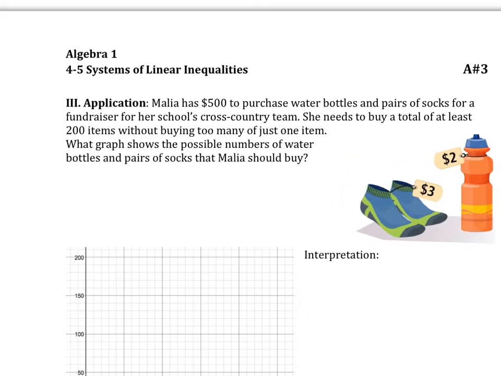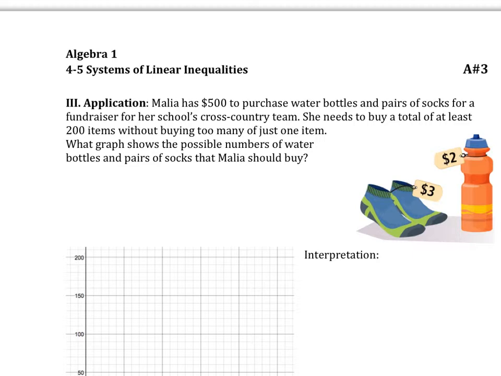On this last page, we're going to spend some time with an application, and we just take it step by step, just like we did with the system of equations. So Malia has $500 to purchase water bottles and pairs of socks for a fundraiser for her school's cross-country team. She needs to buy a total of at least 200 items without buying too much of just one item. So what graph shows the possible number of water bottles and pairs of socks that Malia should buy?